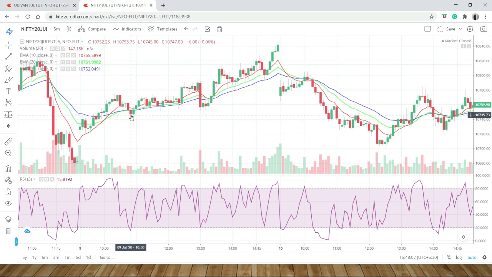Over here the price is 10,753, and my RSI is touching 20. All three moving averages, red, green and blue, are going upward, and RSI is touching 20. Then the buy call is activated. Let's say we take the buy on a closing basis. So at 10,747 we buy from this candle.